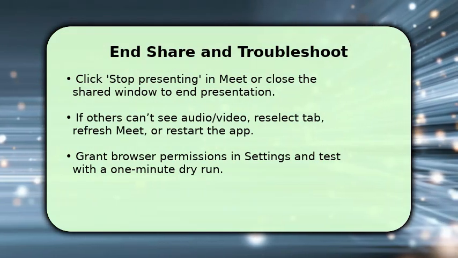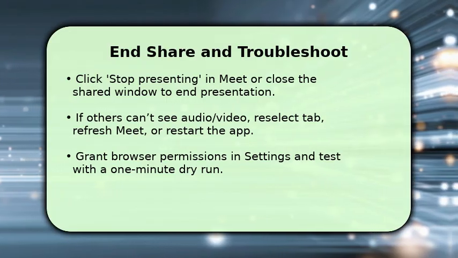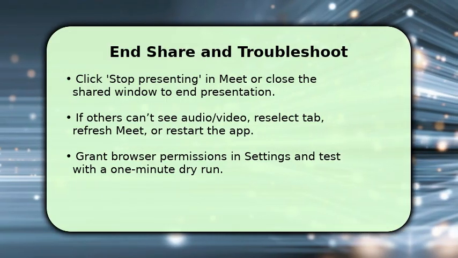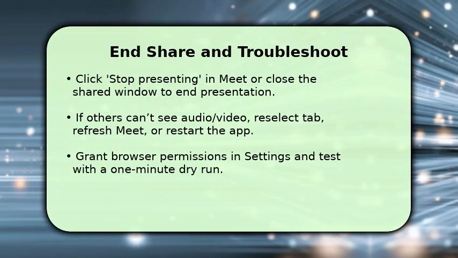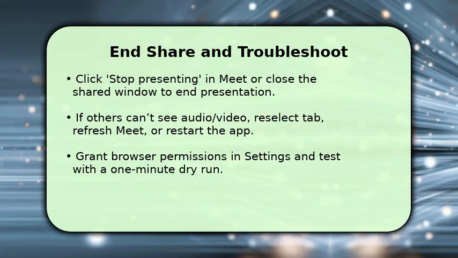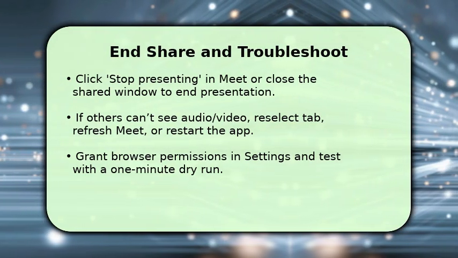If participants report black screen, no audio, or lag, first reselect the correct screen or tab, then refresh the page. If that fails, restart your browser or the Meet app. Make sure browser permissions for camera and microphone are enabled in settings, and run a quick 1-minute dry rehearsal before important meetings. That small test prevents most issues.